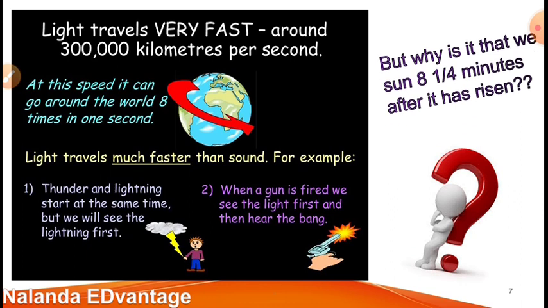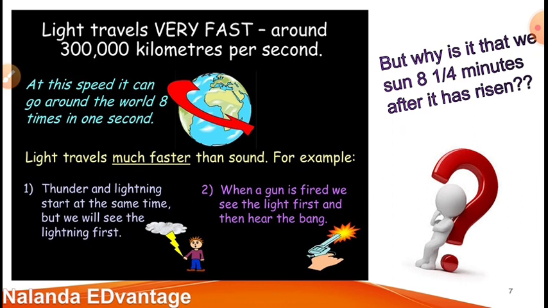Now, as we know, light travels very fast, nearly around 3 lakh kilometer per second, right? This is the main reason why we see thunder and lightning. They start at the same time, but we see the lightning first and hear the thunder afterwards, because light can travel faster. And the second example is when a gun is fired, right? We see the light first and then we hear the sound of the bullet shots.